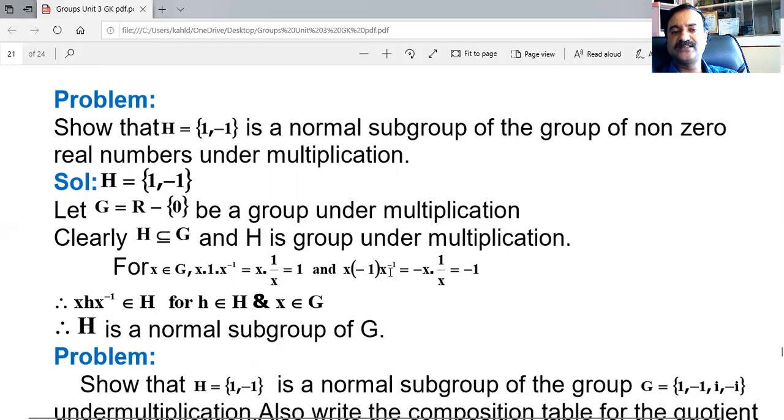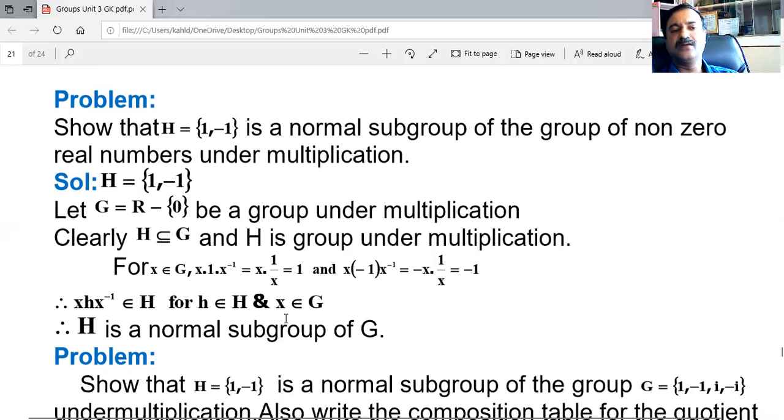x minus 1 x inverse: what happens? This becomes x into minus 1 into 1 by x. x cancels, that is minus 1. In both places, 1 is in H and minus 1 is also in H. That means x 1 x inverse belongs to H, and x minus 1 x inverse also belongs to H. For these two elements, both are in H. That means H is normal.